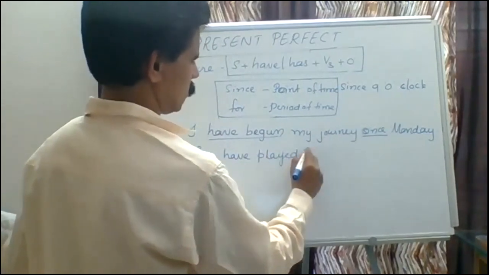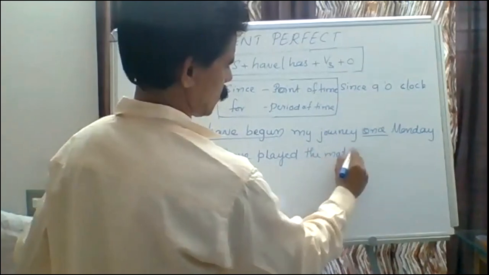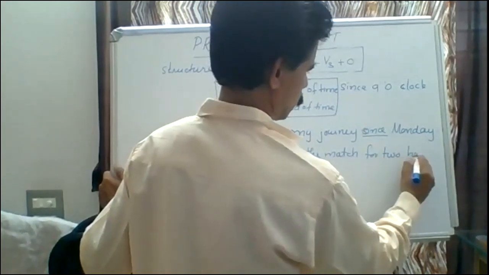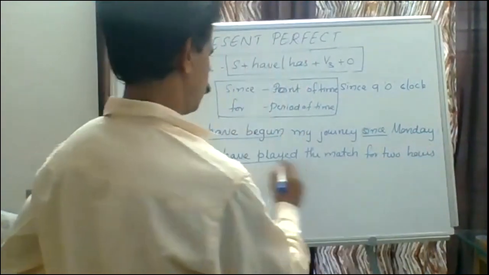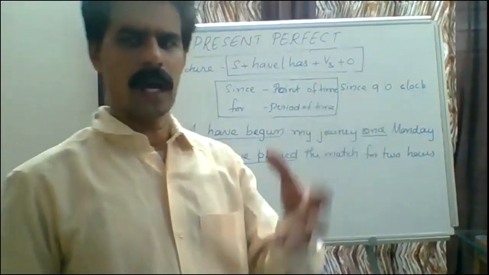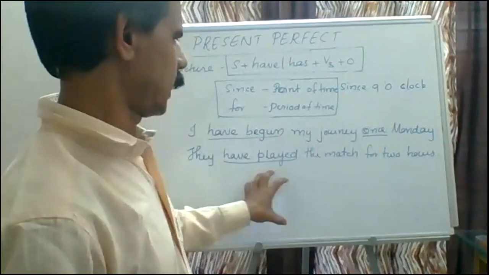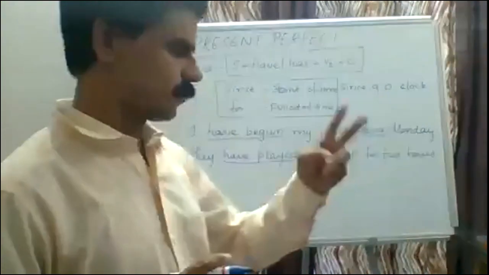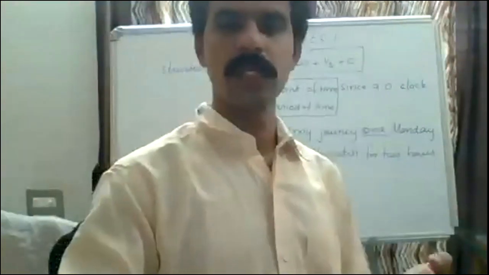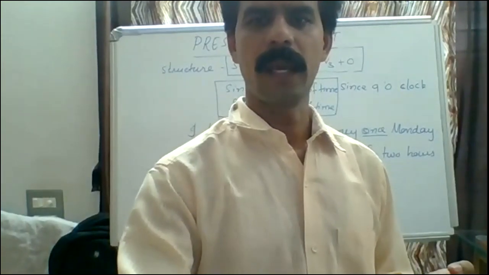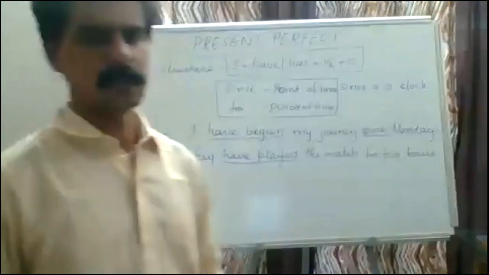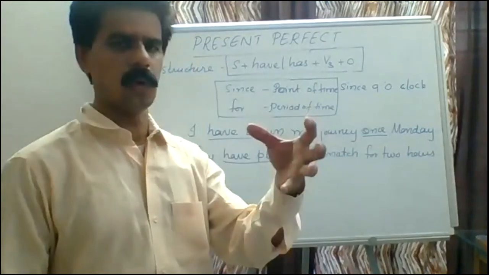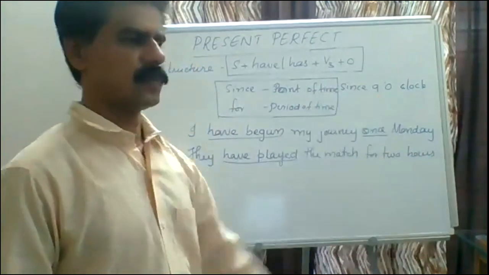The same way, they have played the match for 2 hours. Means 2 hours onwards they are playing, and they have not completed. Still they are playing. That is the meaning. They played for 2 hours and continuously. The action still continues in present time. This is the meaning of present perfect. These two, since and for, can be used in present perfect sentences.